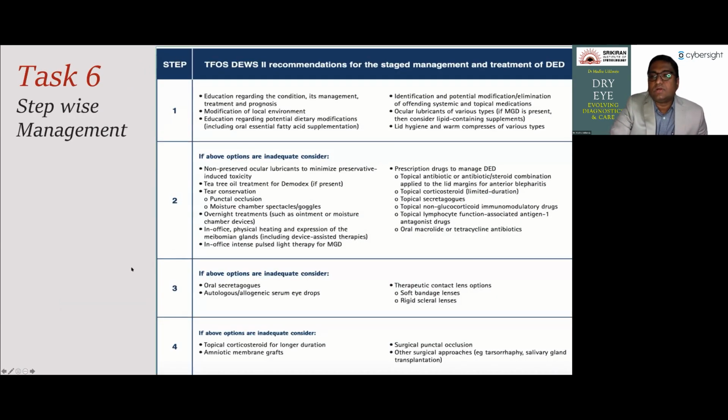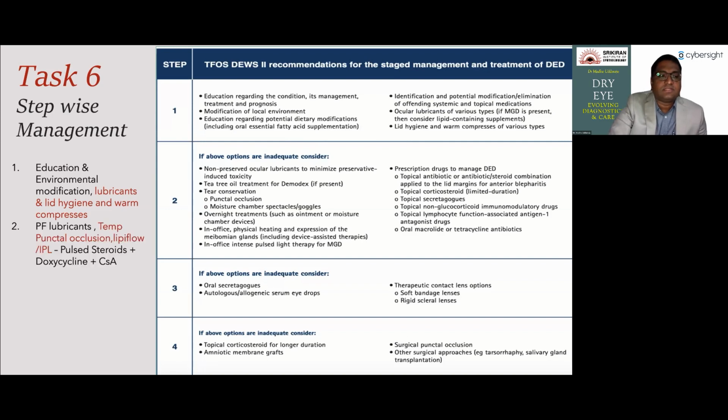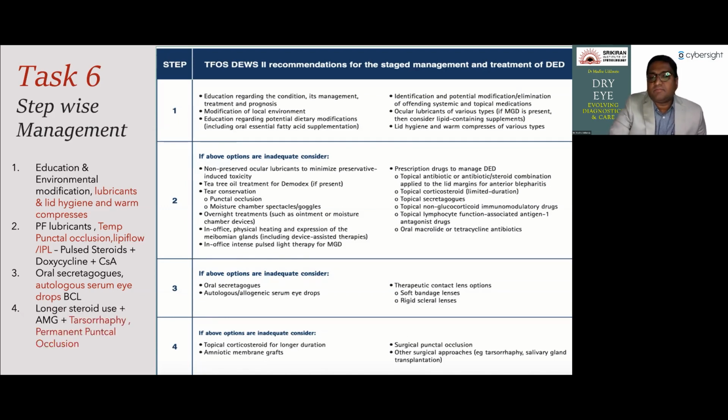So the final task here is to treat these diseases, depending on whether it is aqueous deficient or evaporative disease. The first line of treatment is education, environmental modification, lubricants, lid hygiene, and warm compresses. The second line is preservative-free lubricants, temperature-controlled massage, punctal occlusion, LipiFlow, or intense pulsed light, of which I'll show you a few videos. And then you can add pulsed steroids, doxycycline, and cyclosporine or punctal plugs in this stage. Finally, you can add autologous serum eye drops, bandage contact lens, oral secretagogues, or now we also have mucin secretagogues like rebamipide. And finally, we can go for longer steroid use, amniotic membrane graft, tarsorrhaphy, and a permanent punctal occlusion or a minor salivary gland transplantation that is rarely required. So this is the stepwise fashion that we take.